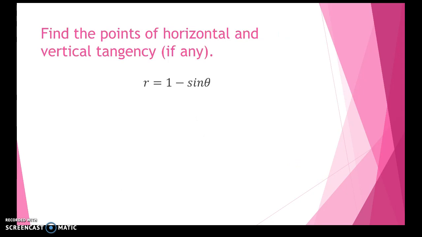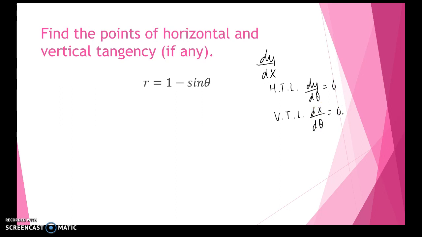All right, so we're just going to do one example here. Find the points of horizontal and vertical tangency, if any, that exist on the curve of r equals 1 minus sine theta. So, looking at any derivative, we know horizontal tangent lines exist when the numerator is 0. Vertical tangent lines exist when the denominator is equal to 0.